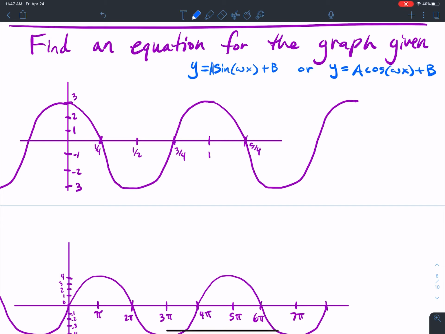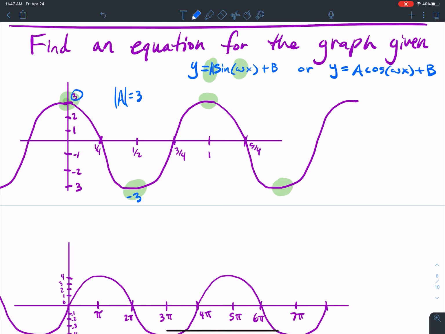In order to do this, there's two things we need. We need the amplitude and we need the period. So how do we find the amplitude? Well, we just look at the peaks and troughs. Where is it peaking out? Where is it troughing? Where's the valley? It looks like the peaks and the troughs here are at 3 and -3. So that tells me I have an amplitude equal to 3.